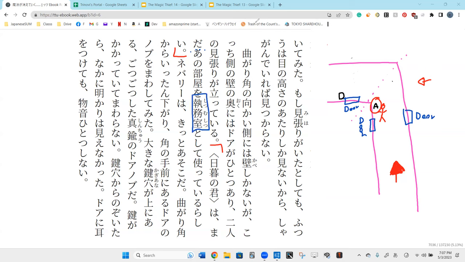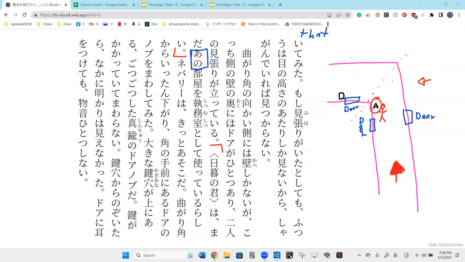Shitsumu shitsu is an office. So, ano heya o shitsumu shitsu toshite tsukatteiru. There is an office yonder, further away, that is used as an office. What does ano mean? Over there, kind of far away. It is far away from the speaker, basically. So it does feel a little bit farther away.